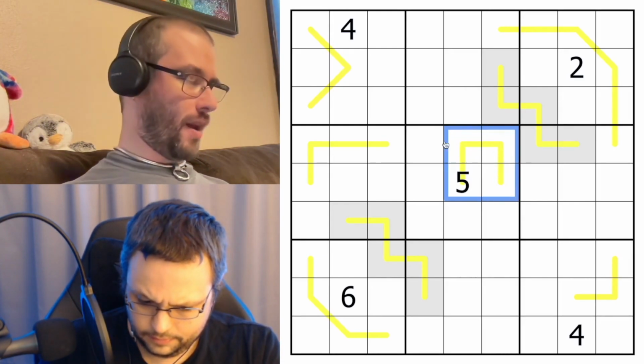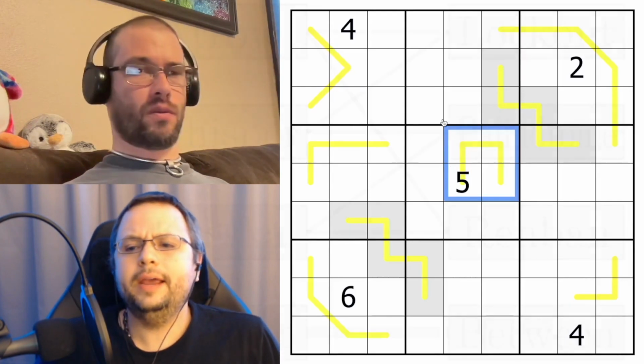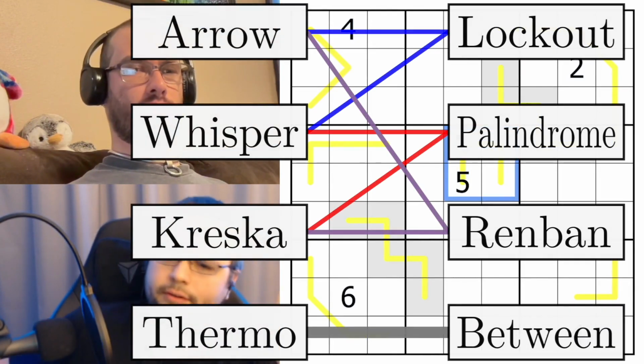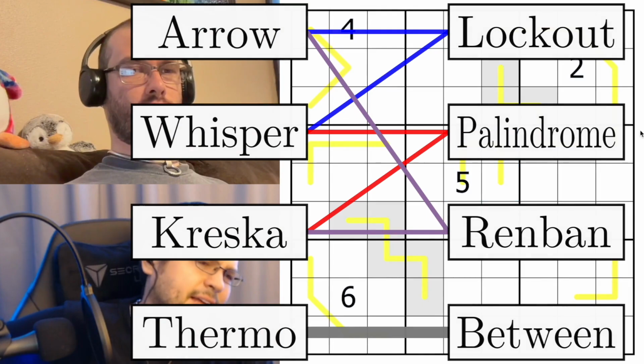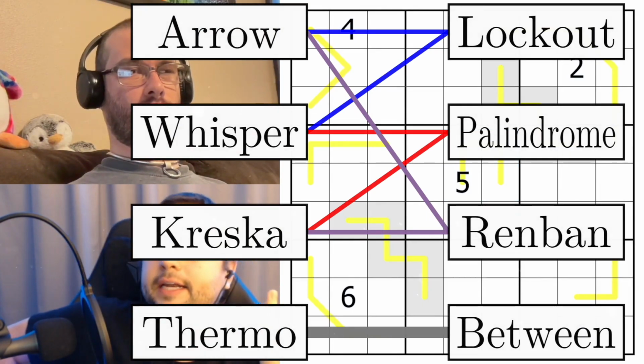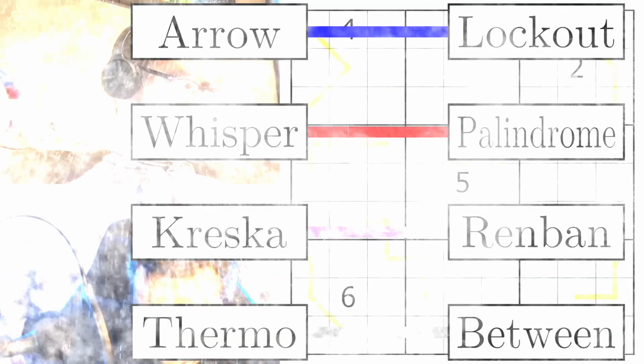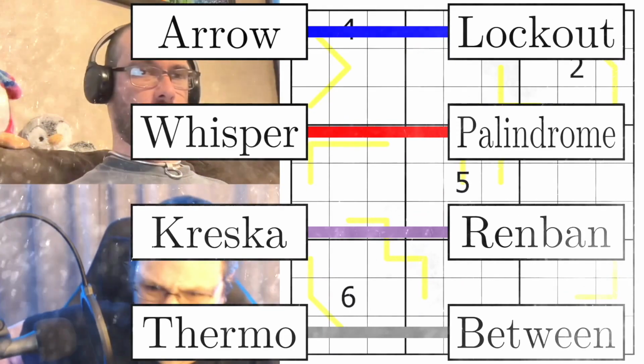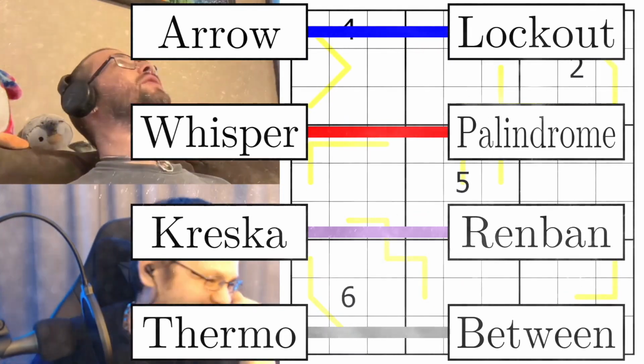So... Okay, so... Wait, we... Oh, boy, Kreska lines can't have repeat digits. So the palindromes aren't Kreska lines. Oh, for God's sake.